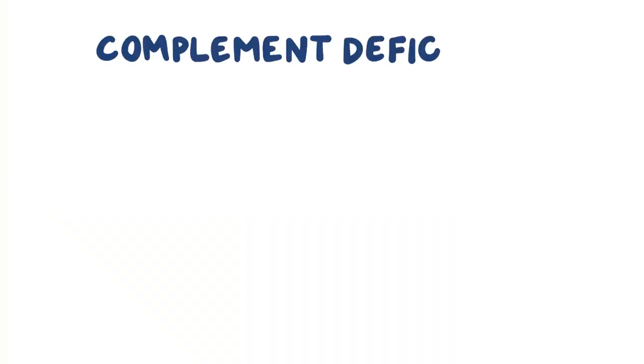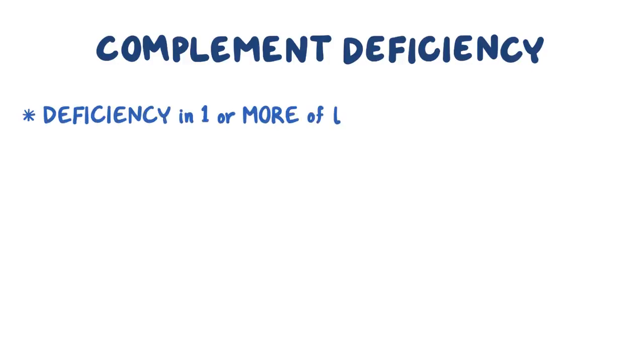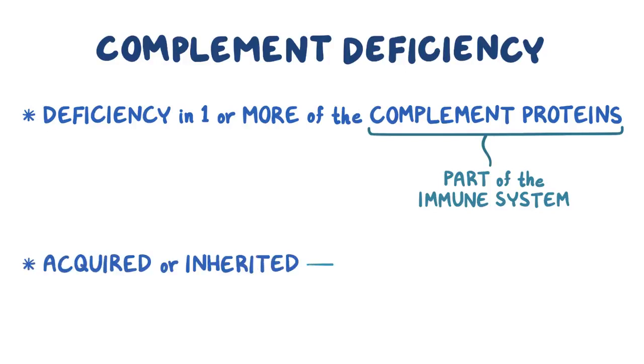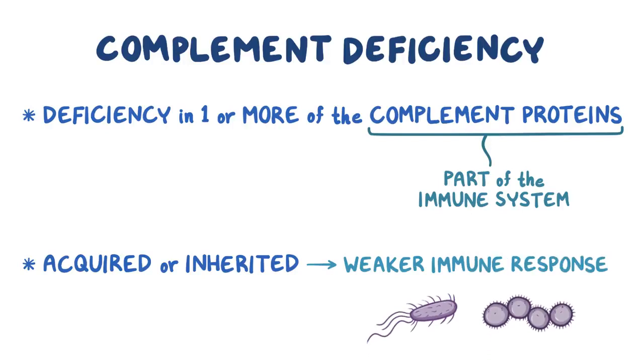With complement deficiency, there's a deficiency in one or more of the complement proteins, which are part of the immune system. Complement deficiencies can either be acquired or inherited, and often result in a weaker immune response to infections.